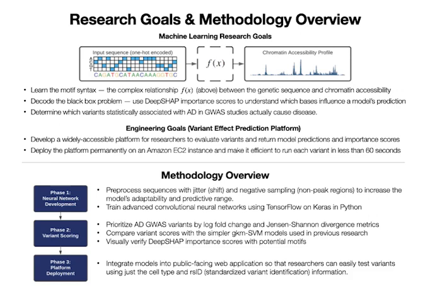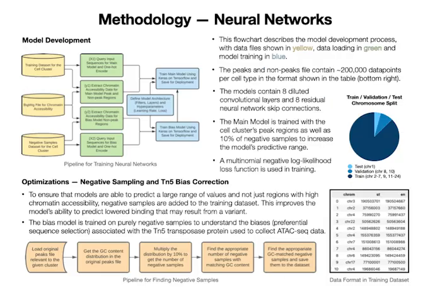Overall, the goal of my research is to develop machine learning models to prioritize AD GWAS variants by their likelihood of causing Alzheimer's and integrate the models into an accessible platform for other researchers to use. My research can be split into 3 main phases: neural network development, variant scoring, and platform deployment. First, I trained and tested complex convolutional neural networks using Keras on TensorFlow to learn the relationship between a genetic sequence and its TF binding profile.